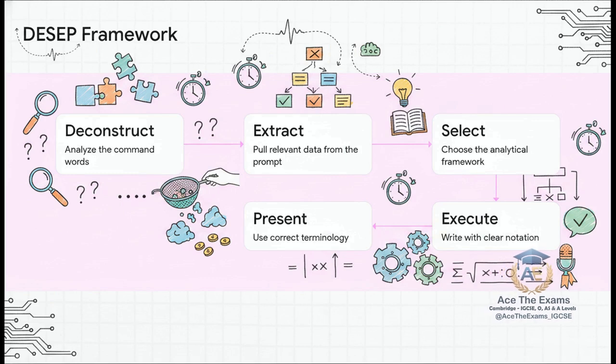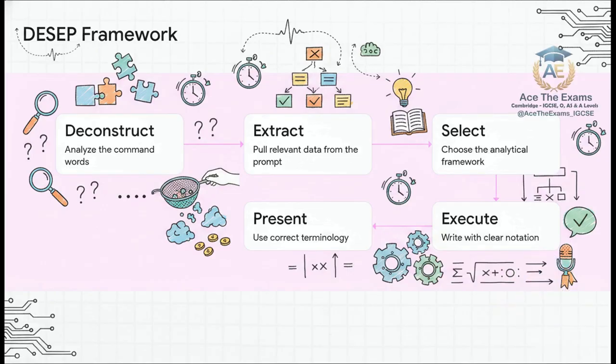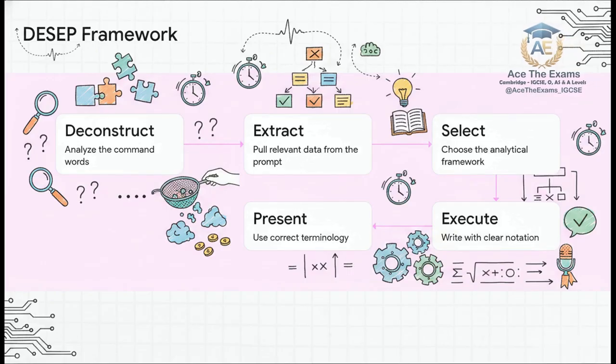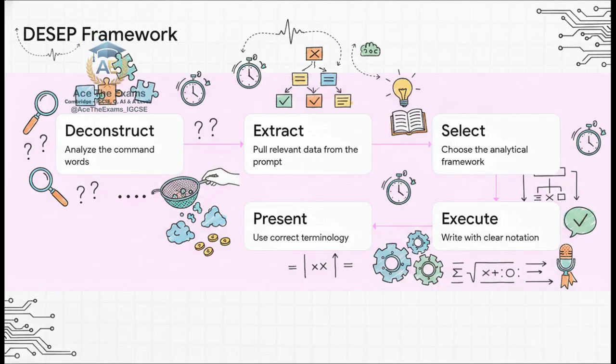Step 1, deconstruct the question. They need to grab their highlighter and identify the command word. Is the examiner asking to evaluate, justify, describe? Step 2, extract relevant data. Instead of panicking, they pull out the specific constraints of the company given in the prompt. What's the budget? Who is the target audience? What are the security needs? Step 3, select the analytical framework. This is where they bring in that Peel structure we just talked about to build their argument.